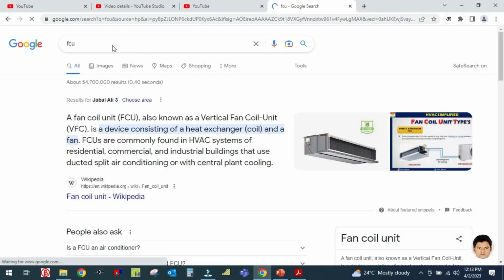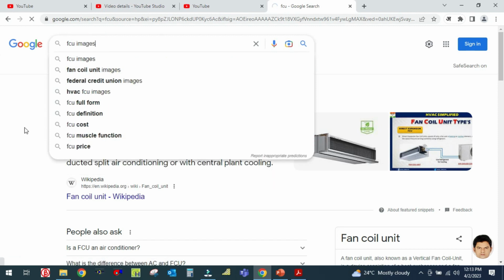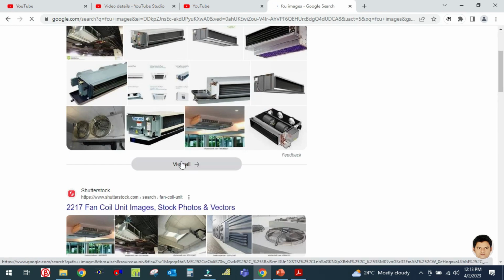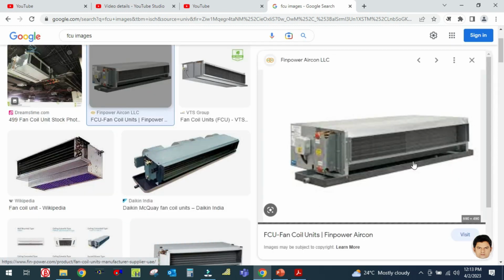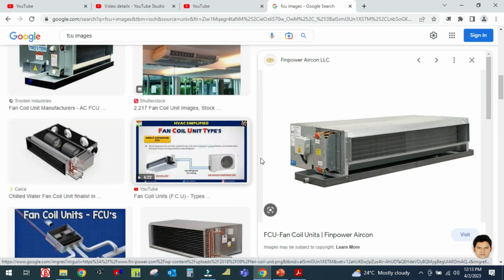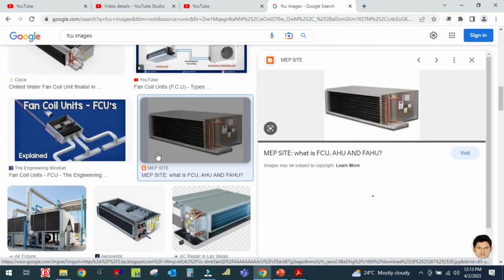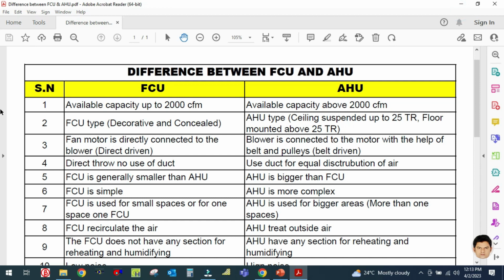Let me search here and I will show you the FCU image. Okay, so you can see this is the FCU, how it looks like. This is called fan coil unit, and the full form of FCU is fan coil unit. This is very small, and the maximum capacity of this unit is 5 TR or 7 TR. This is available in two types: chilled water and DX type.